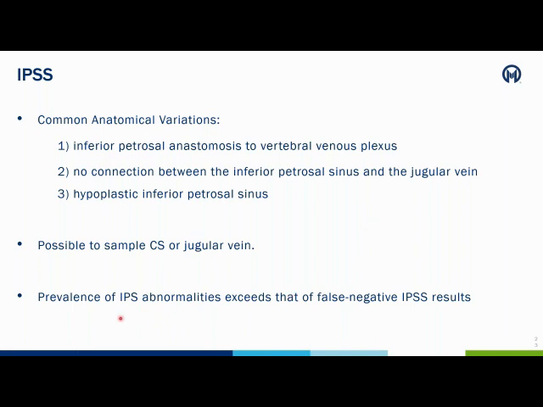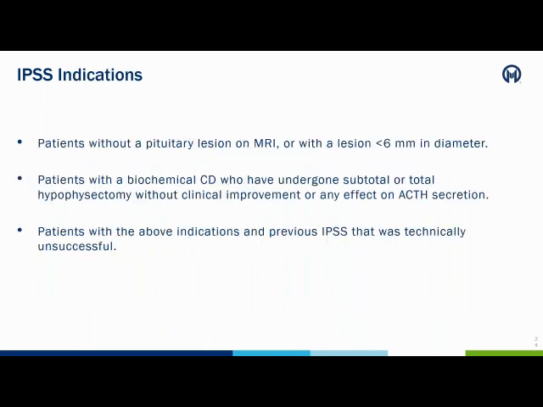And the prevalence of IPS abnormalities exceeds that of false negative results, meaning that the anatomical variation is often blamed for an inaccurate petrosal sinus sampling, but often the true issue is some technical problem that occurred during the IPSS procedure.